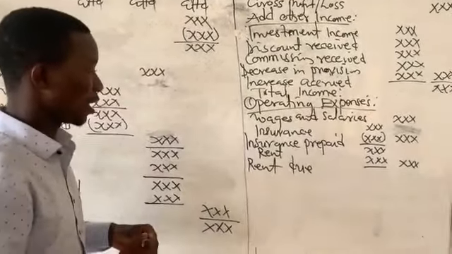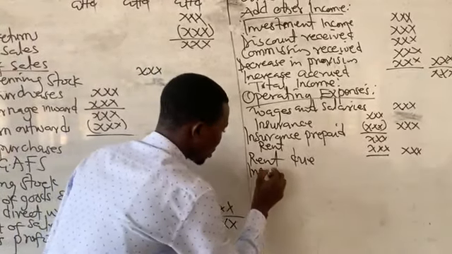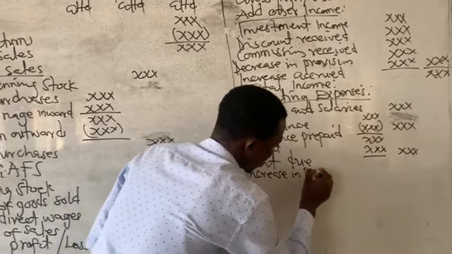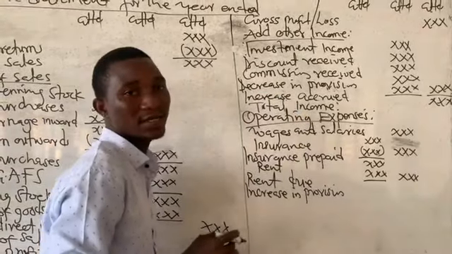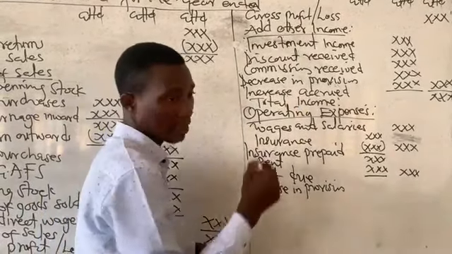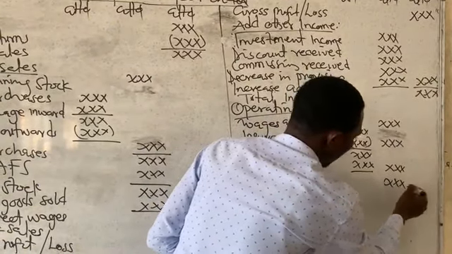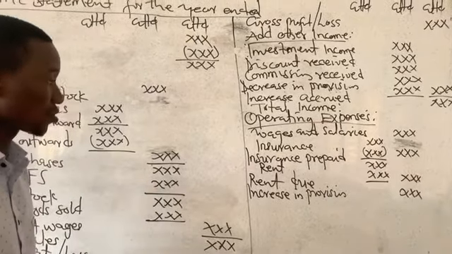And anytime maybe there is an increase in provision, so let's bring increase in provision. The provision may be a provision for bad debts or a provision for doubtful debts. It is an expense. All these adjustments have been done in my previous video. You can quickly go and watch to understand why all these amounts are here.